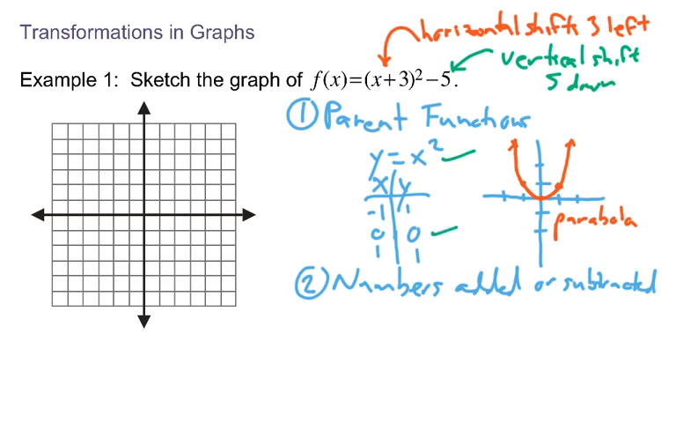Use the origin as your key to how this transformation will move the graph. Where does the origin move to, essentially, based on the transformations you see? So if you start at the origin and you shift 3 units to the left and 5 units down, the origin reappears way over here, 3 to the left and 5 down.